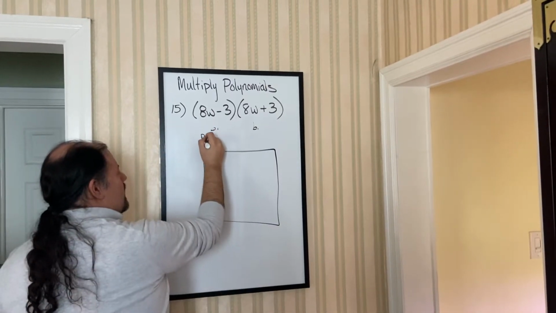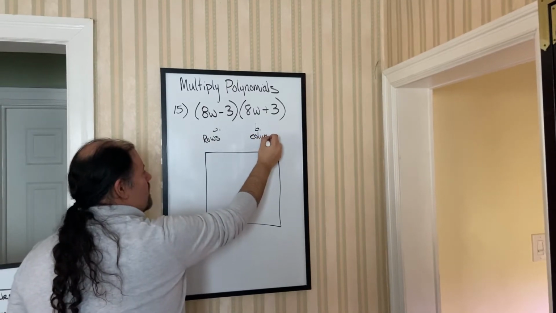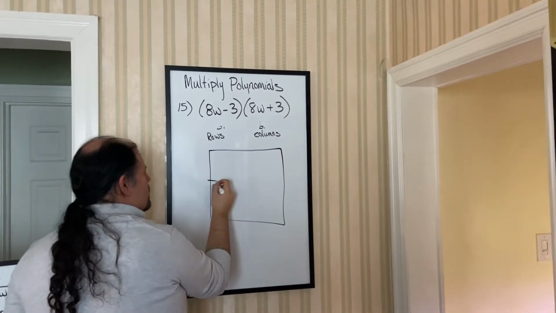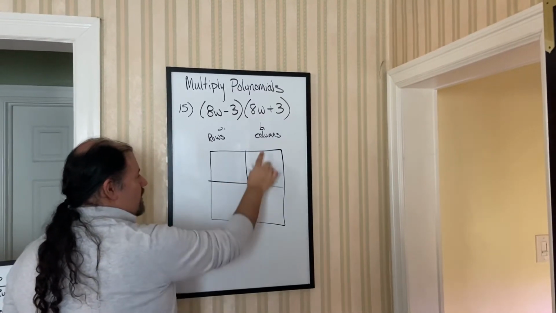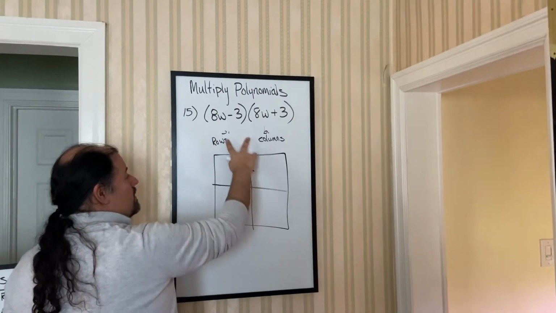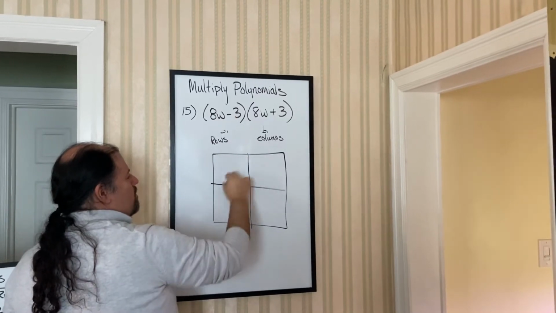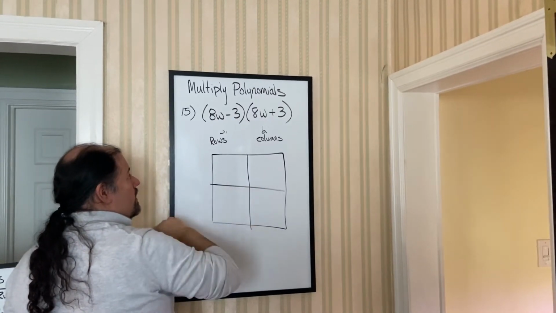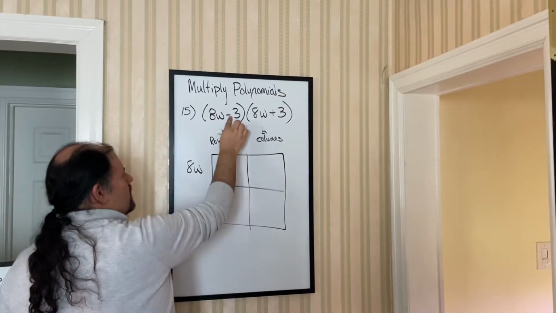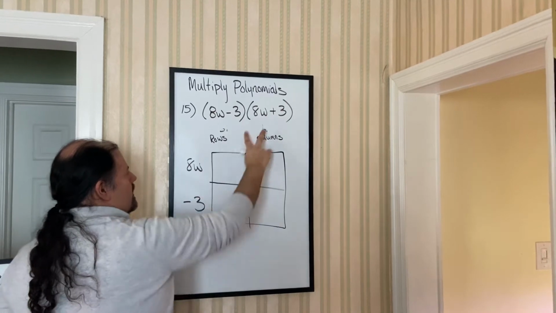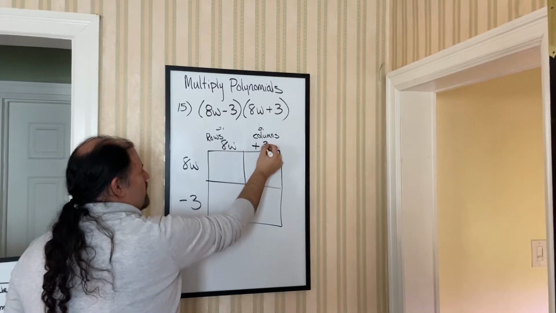And this is, again, for me, I'll make this rows and I'll make this columns. You can do it any way you want. Here's my two rows, row 1, row 2. Two columns, column 1, column 2. And then because these are both size 2s, doesn't matter if you put this on top or if you put this over to the left. So I guess I'll put this over to the left, 8w, and then bring over the sign, -3. And that means this one has to go on top, 8w with a +3.